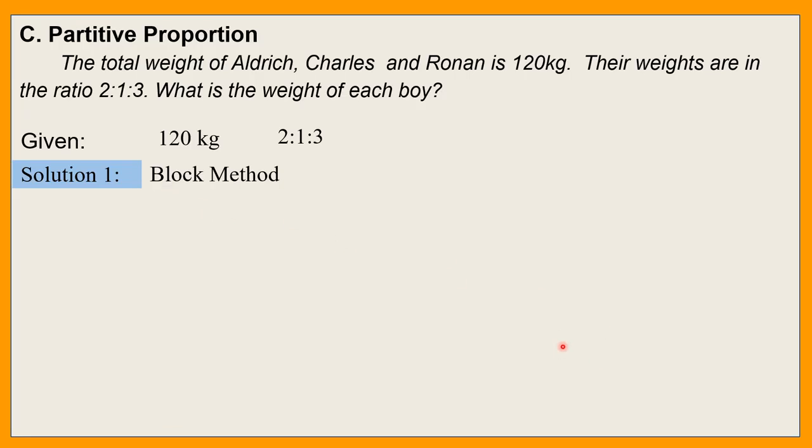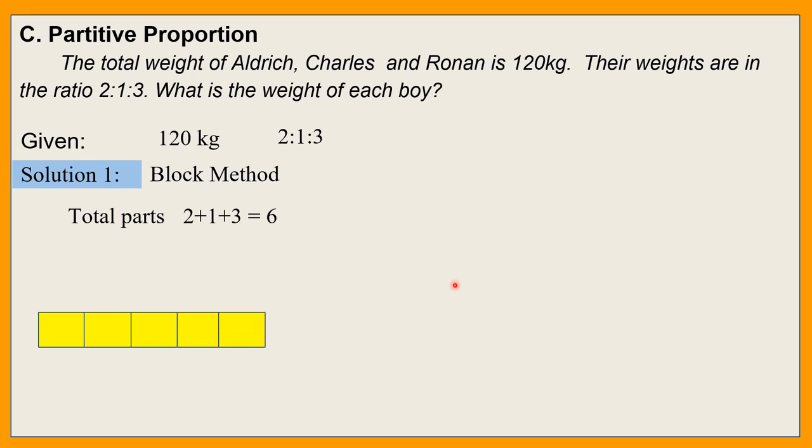Okay? So, bibilangin natin ilang parts meron. So, we have the total parts ay 2 plus 1 plus 3 and that is 6 parts. Kasi 2 parts ang kay Aldrich, 1 part kay Charles, and 3 parts kay Ronan. So, total of 6 parts. So, gawa tayo ng 6 na blocks. 1, 2, 3, 4, 5, 6. At ang sabi, yung 6 na parts na ito ay nagtotal ng 120.